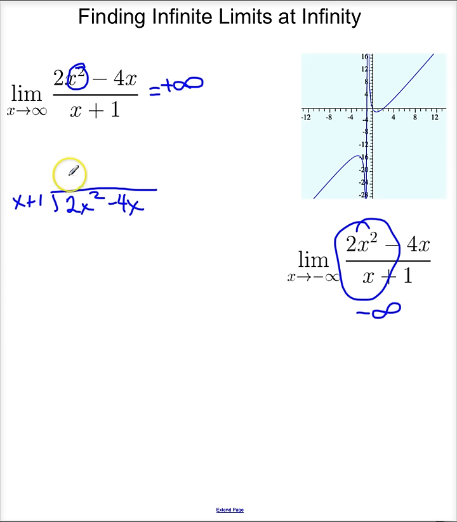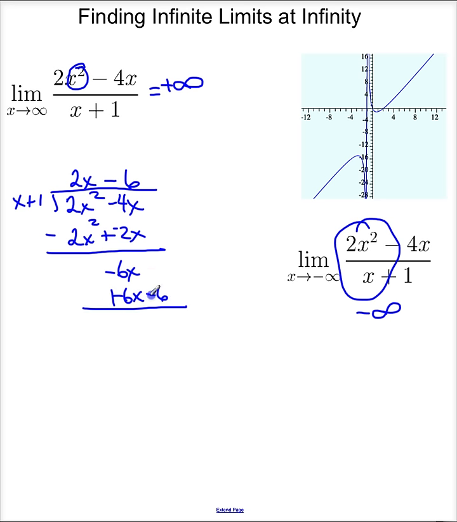x goes into 2x squared 2x times. 2x times x is 2x squared. 2x times 1 is plus 2x. Now I subtract, so that's 0. So this becomes negative 6x. x goes into negative 6x negative 6 times. Negative 6 times x is negative 6x, minus 6. Subtract, so I have 6. So this is plus 6 divided by x plus 1.